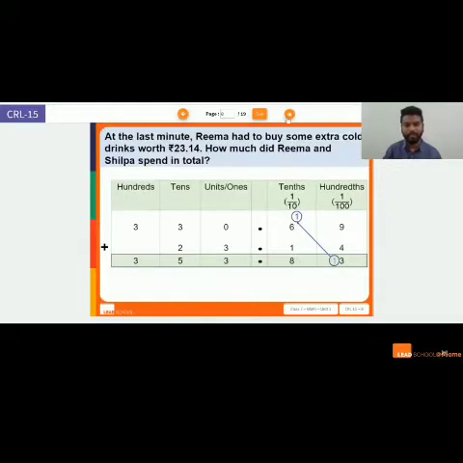All right, let us see. Therefore, Reema and Shilpa spent 353.83 rupees in total. Correct?